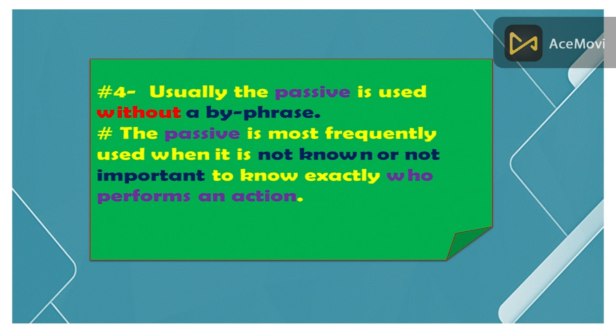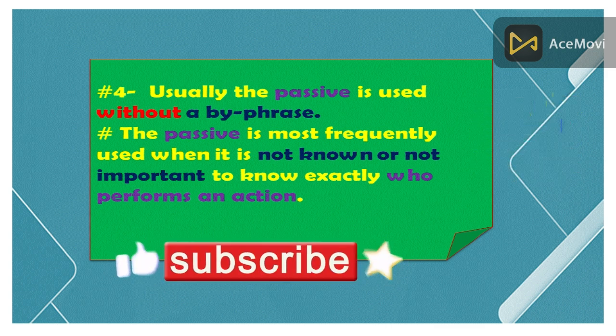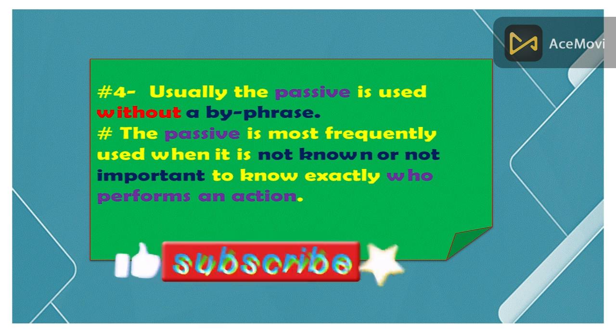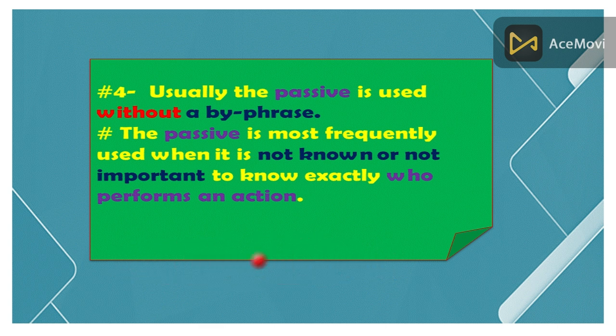Okay, next, usually the passive is used without a by phrase. So sometimes, okay, we don't need the by phrase at the end of a passive sentence, okay? So the passive is most frequently used when it's not known or not important to know exactly who performs an action. If it's not important to tell the listener who did this action, okay? Or you don't know the doer of the action, so you don't need to end your passive voice with a by phrase. Okay, let's have some examples for that.